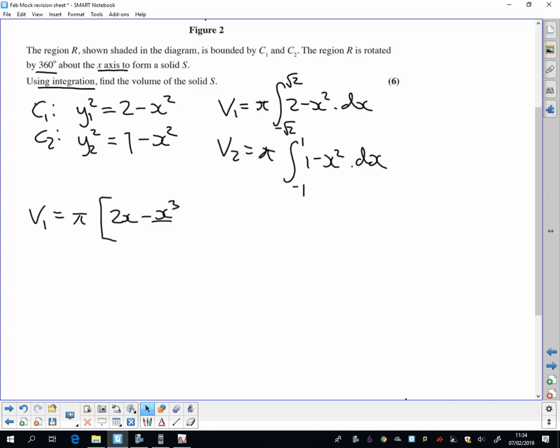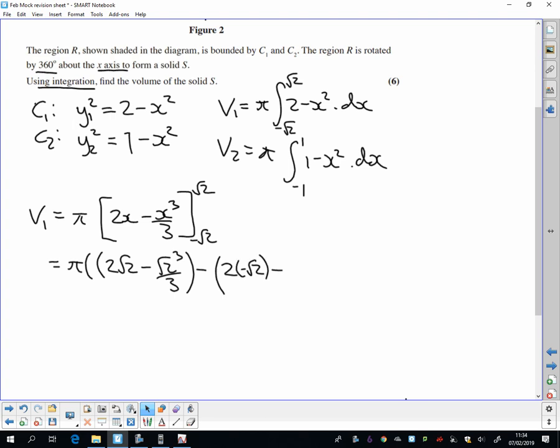First of all, integrate. And then I'm going to substitute in the limits, remembering it's pi times everything. We're going to try and keep our answer accurate rather than just sticking this in our calculator and getting a decimal. That's a good skill to have at A level maths.